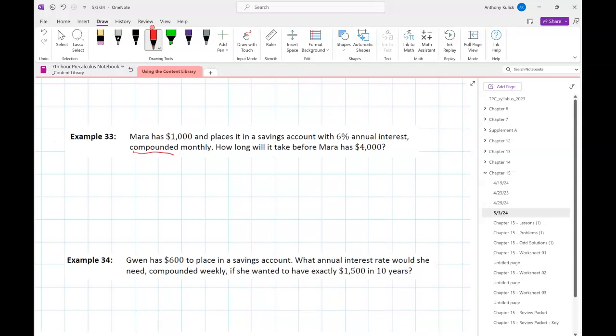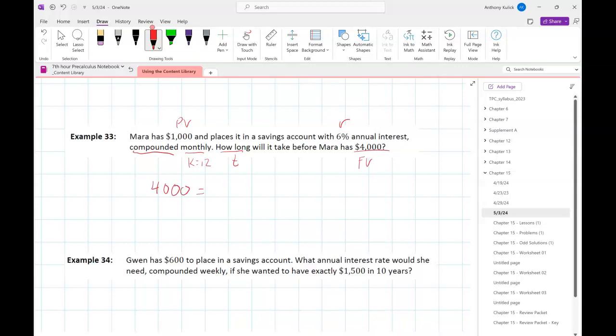The $1,000, what number is that from the formula? PV. 6%, what is that? R. What are we solving for? The year, the T. What's the K? 12, because it says monthly. And what's this 4,000 then? It's the future value, because we have to solve for T. There can only be one unknown, so we have to have future value in there.